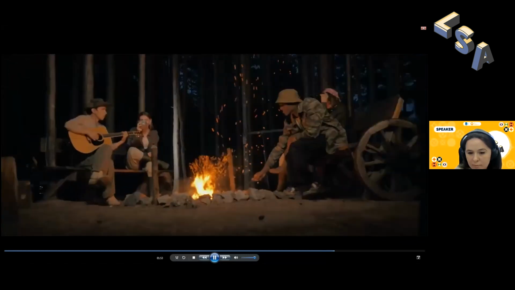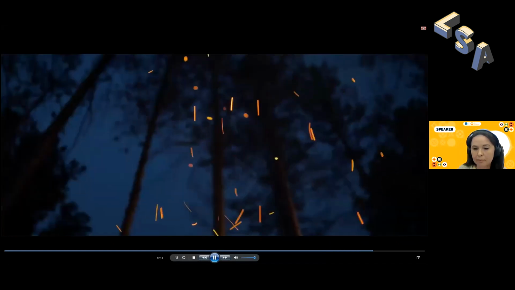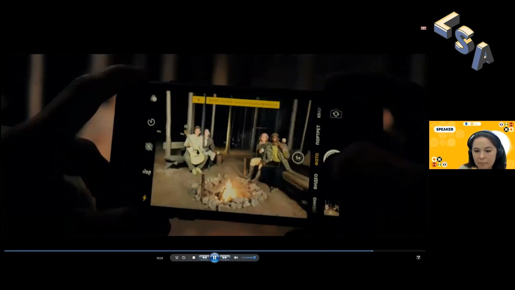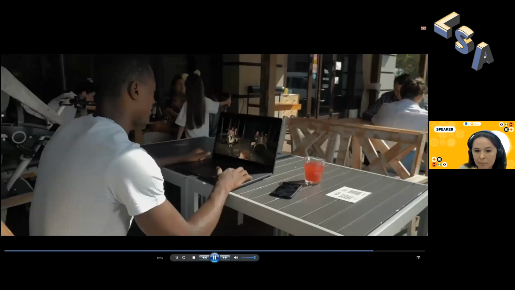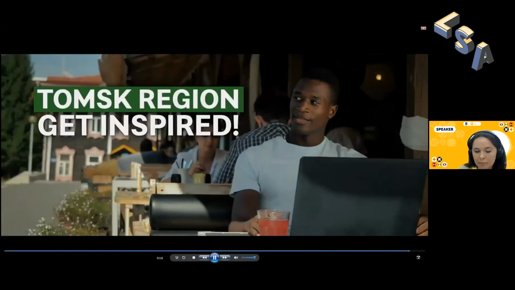They say that the years of studies are the best years of your life, and I'm glad that I spent them here in Tomsk region. Tomsk region, get inspired.